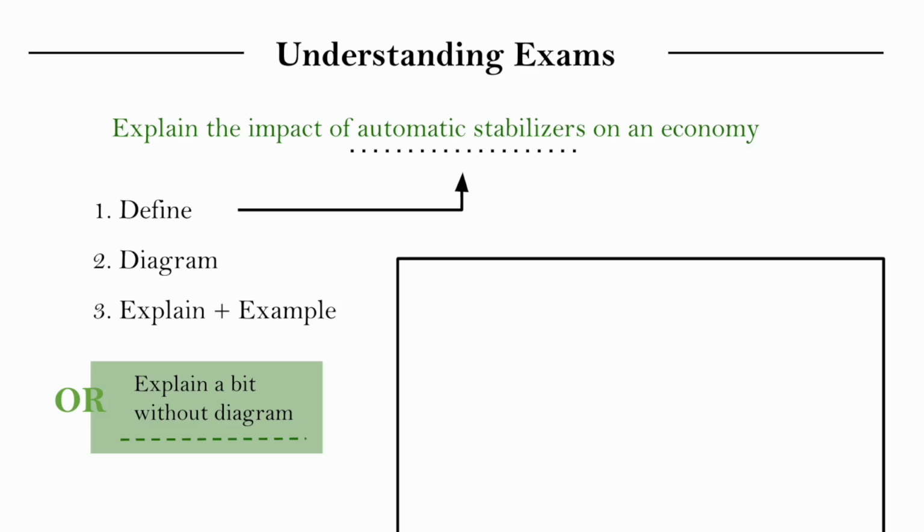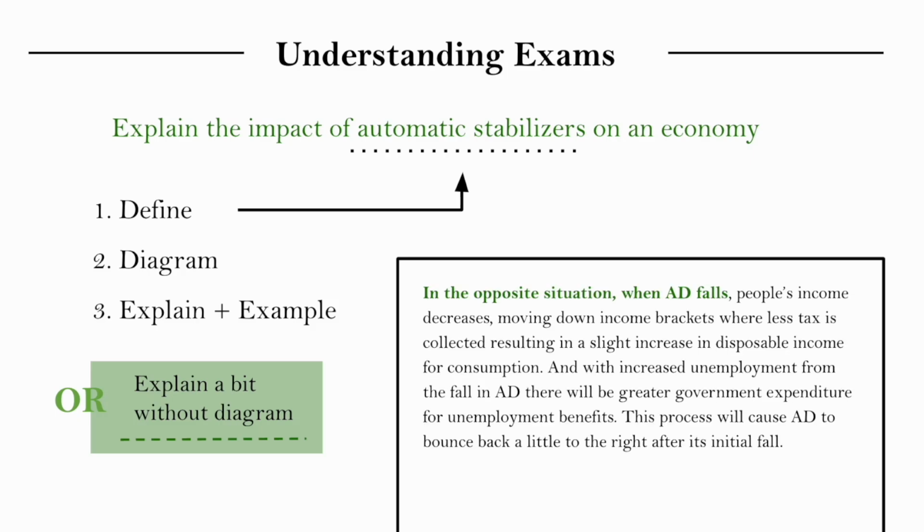And then we do the same to explain the decrease. In the opposite situation, when AD falls, people's income decreases, moving down income brackets where less tax is collected, resulting in a slight increase in disposable income for consumption. And with increased unemployment from the fall in AD, there will be greater government expenditure for unemployment benefits. This process will cause AD to bounce a little back to the right after its initial fall. And now that we have outlined how automatic stabilizers work, we can then jump into our diagrams.